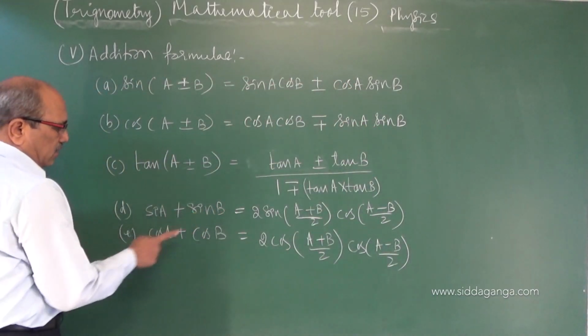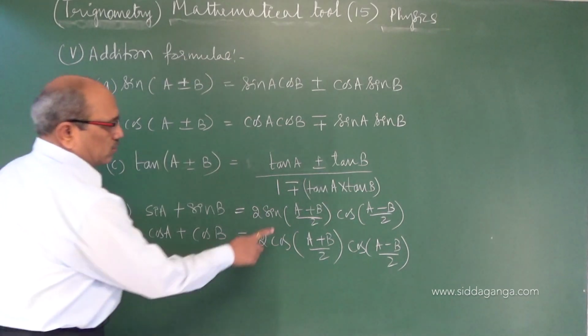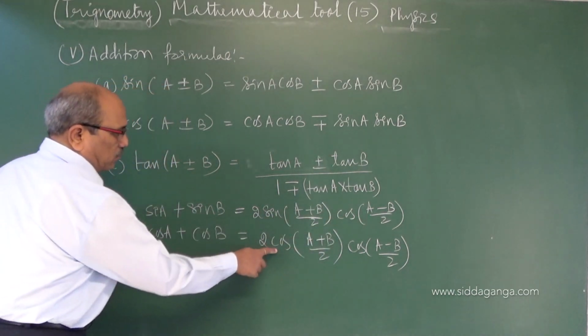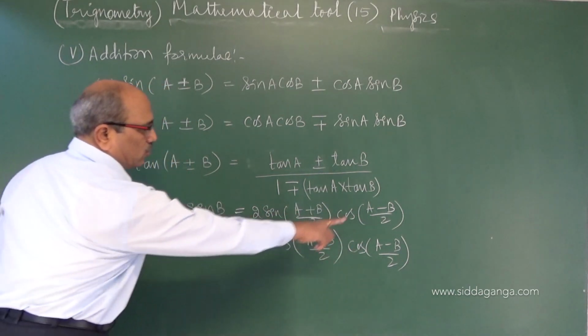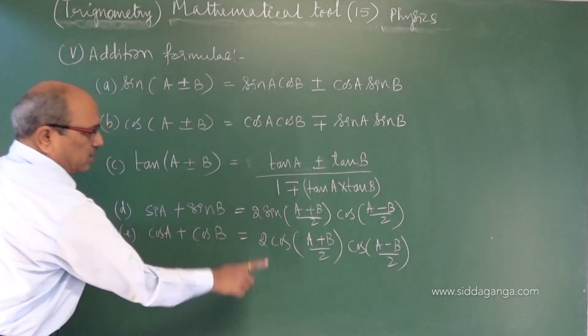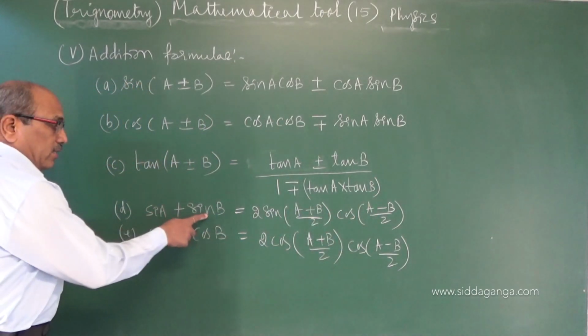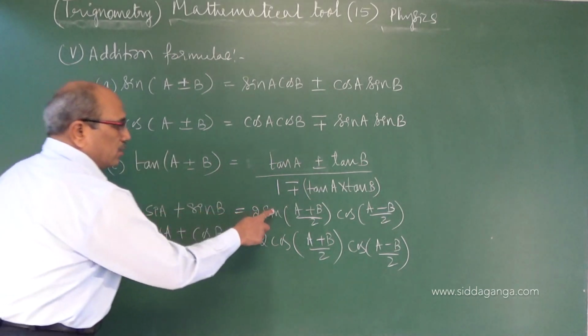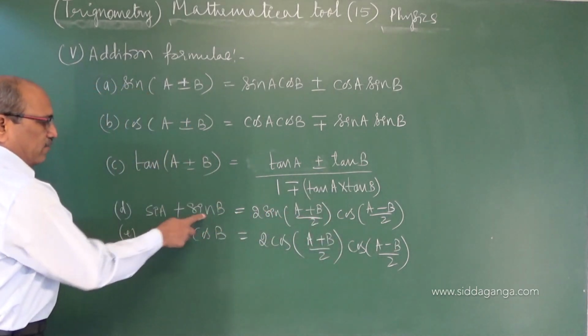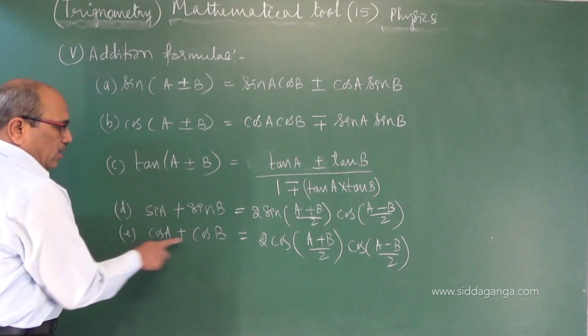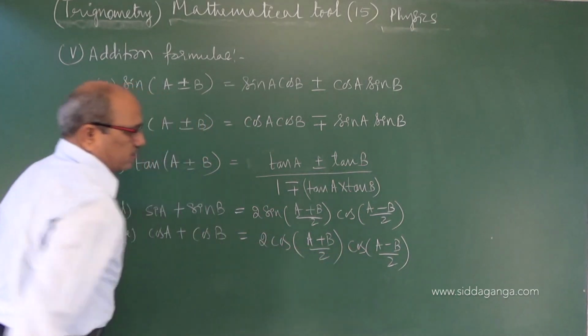Sin A plus sin B, cos A plus cos B. Here it is sin and cos, but there both are cos: A plus B by 2, A minus B by 2, two terms are there. To remember, in the sin function addition, sin and cos both exist. When you are adding cos functions, both are cos.